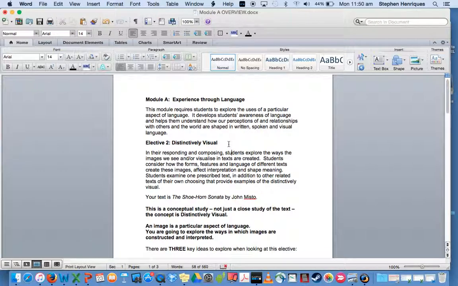So we're doing Elective 2, distinctively visual. Be careful not to look at Elective 1 because that is distinctive voices. We are doing Elective 2, distinctively visual.